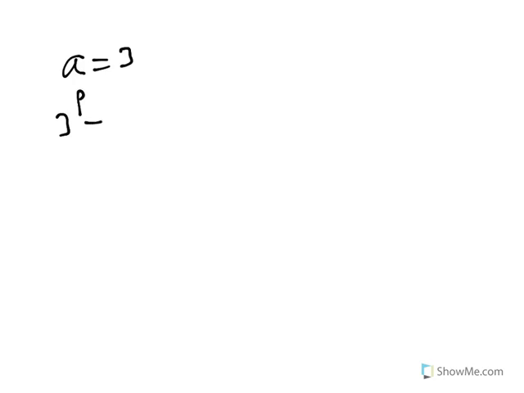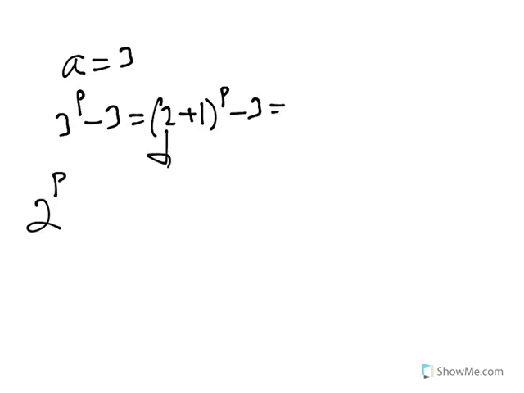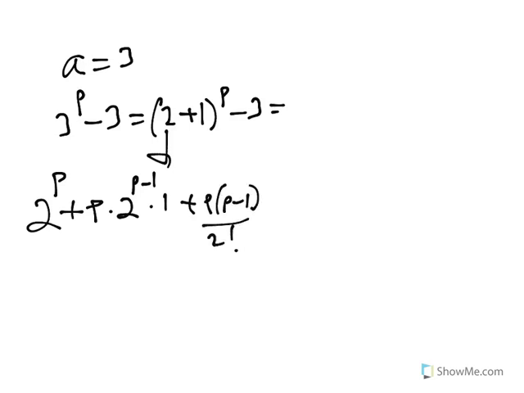What about 3 to the p minus 3? Well, 3 can be written as 2 plus 1, so 2 plus 1 to the p minus 3. And when you do binomial expansion on this, you get 2 to the p, plus p times 2 to the p minus 1 times 1, plus p times p minus 1 over 2 factorial times 2 to the p minus 2 times 1 squared, and so on. And the last term is going to be plus 1 minus 3.